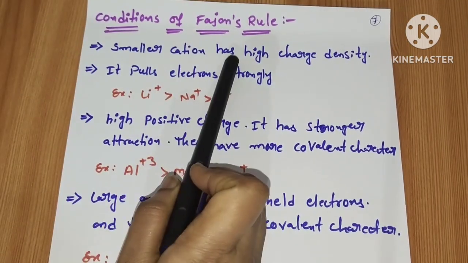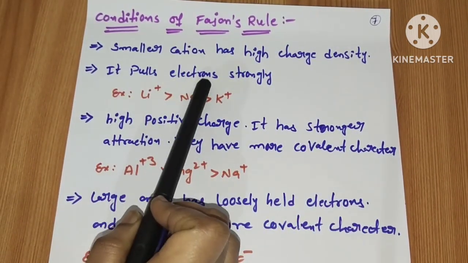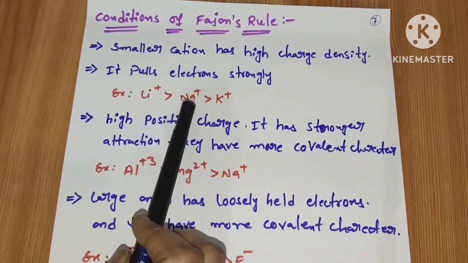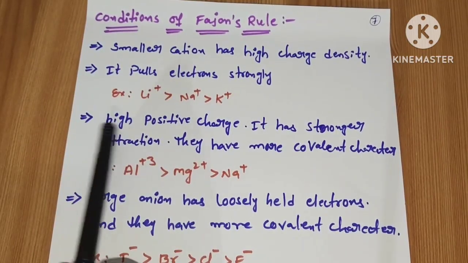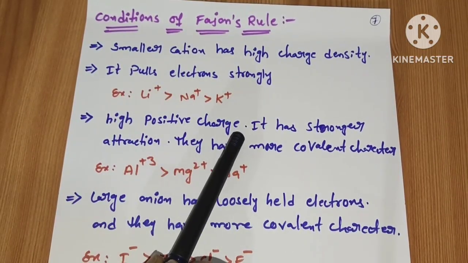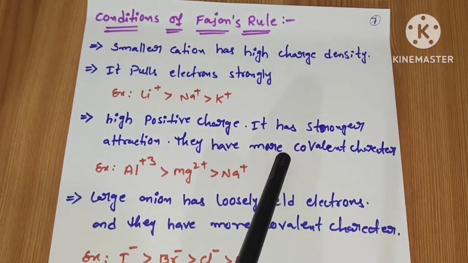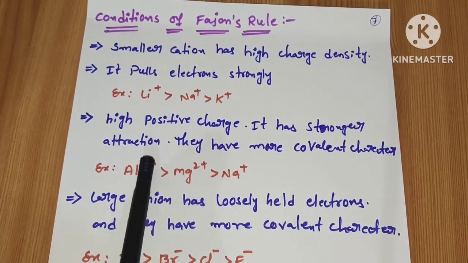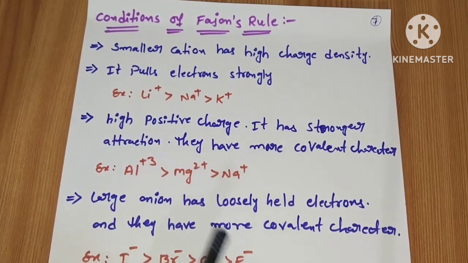A smaller cation has high charge density. It pulls electrons strongly. For example, Li+ greater than Na+ greater than K+. Next point, high positive charge. It has stronger attraction. They have more covalent character. For example, Al3+ greater than Mg2+ greater than Na+.